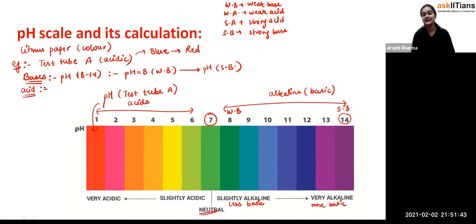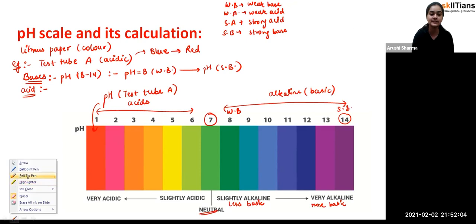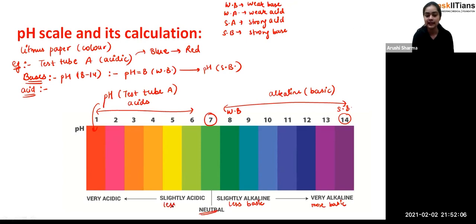What does the acid part say? You can see here, it is slightly acidic and very acidic. If it is very acidic, that means it is a stronger acid, and if it is slightly acidic, that means it is less acidic in nature. Okay, it is less acidic.